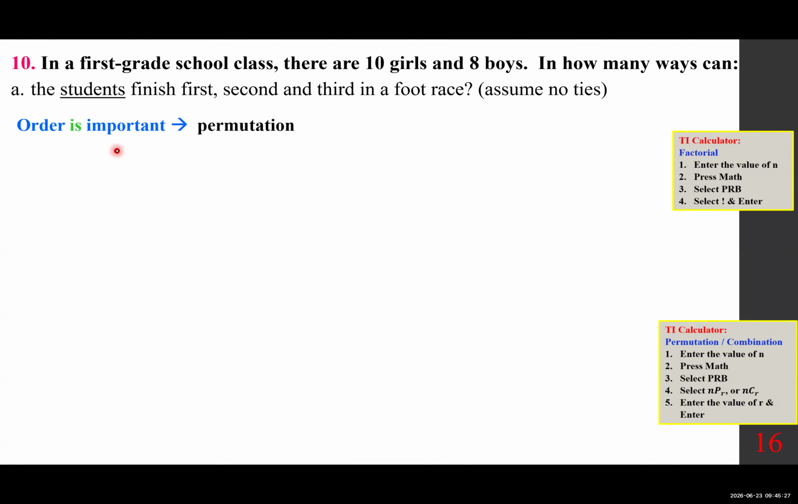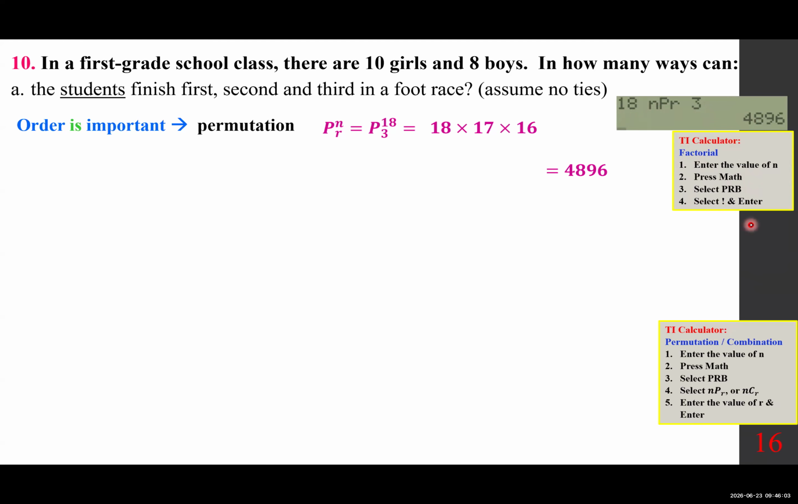Permutation of n, r. There are a total of 18 kids, and for first, second, and third, we want to pick 3. Or 18 times 17 times 16, or 18 nPr 3, for 4,896. So you can use a TI calculator with a factorial: enter the value of n first, then press math, select PRB, select factorial, and enter, and it gives you the answer.